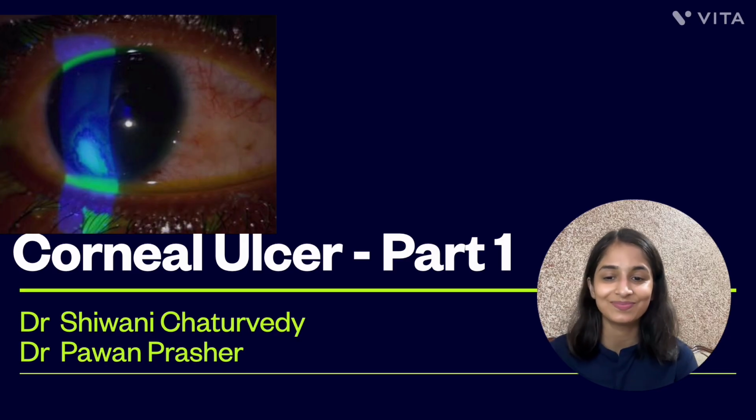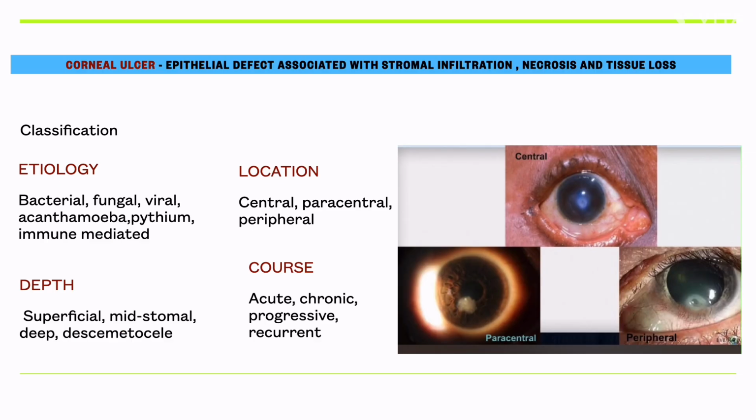So let's begin. Corneal ulcer is an epithelial defect associated with stromal infiltration, necrosis and tissue loss, and it can rapidly progress to stromal destruction, corneal perforation and irreversible visual loss, making early recognition and targeted treatment crucial.